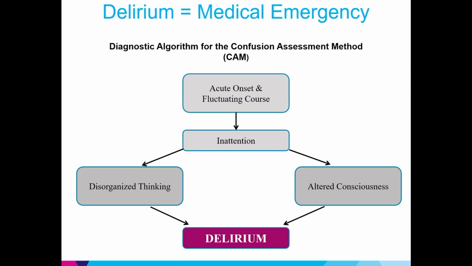The CAM, as listed here as a reminder, includes the first two features, that this is an acute change and that there's some level of inattention, followed by one of the other features, disorganized thinking or altered level of consciousness. Once a patient screens in for delirium, it is important to go back to that broad differential and rule out any reversible etiologies.